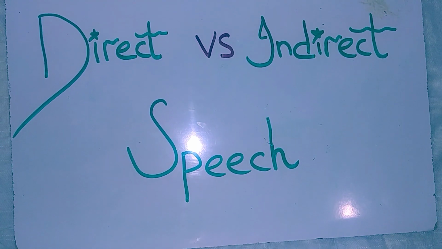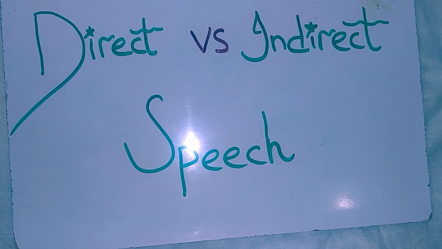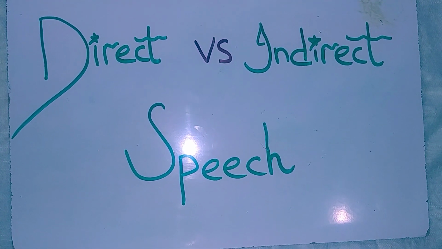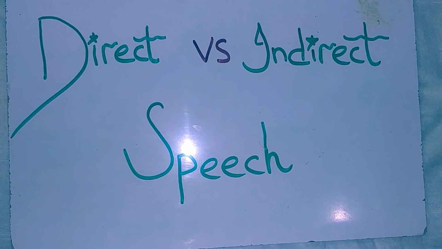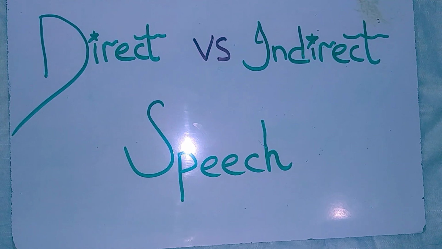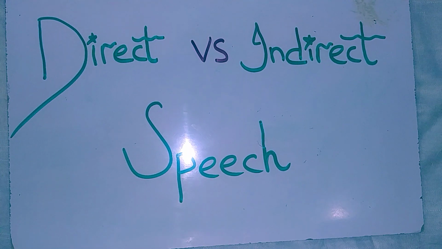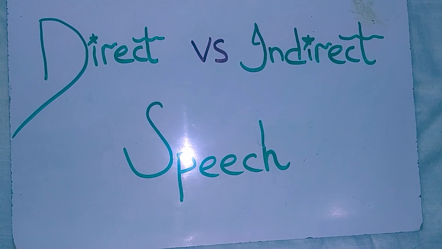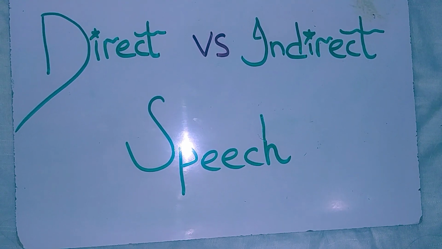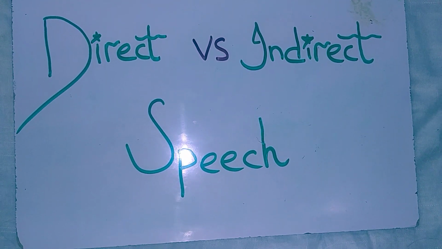Students, as you know, we can report the words of a speaker in two ways: direct speech and indirect speech. Direct speech is the form of narration in which the actual words of a speaker are reported. Indirect speech is the form of speech in which what one speaker says is reported by another with almost accuracy but without using his or her actual words.